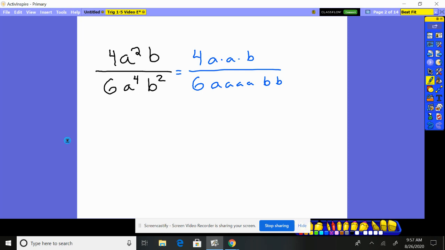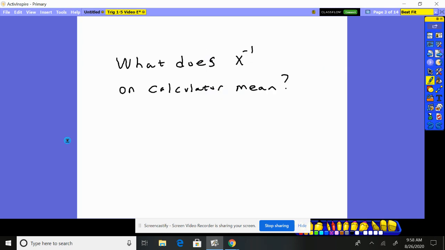Well, first of all, the 4 and 6 both can be divided by 2, which makes it 2/3, because we know 4/6 is the same as 2/3. This a and this a can cross out and become 1s. That a and that a cross out and become 1s. That b and that b cross out and become 1s. So what are we left with? Let's look at what we have up top: 2 times 1 times 1 times 1, 2. 3 times 1 is 3. I have an a times a, which is a squared, and I have a b. So that simply simplifies to 2 over 3a squared b. It should be easy enough.